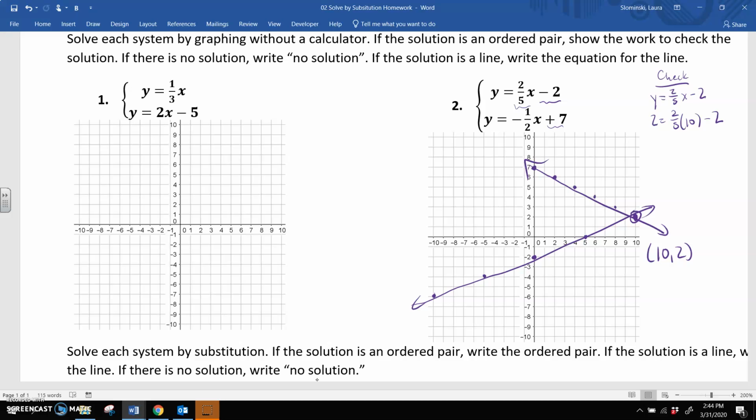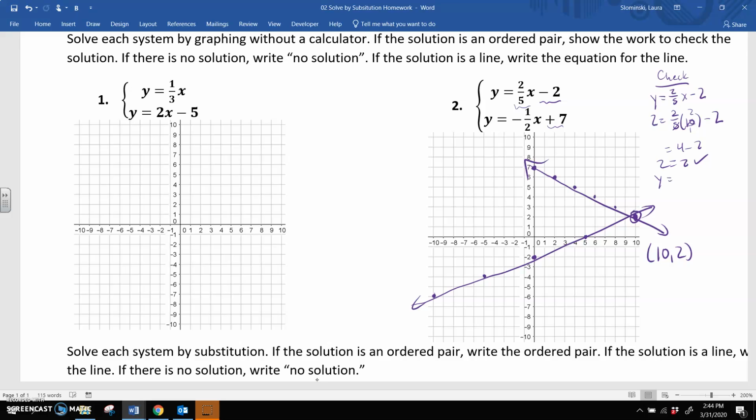Now 2/5 times 10 is like times 10 over 1. So you could get 20 over 5, which is 4. Otherwise, I can do the 10 divided by 5, which is 2. So I get 4 minus 2, which is in fact 2. So it works in the first equation.